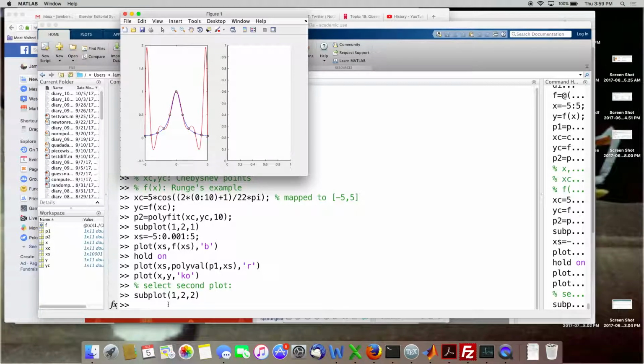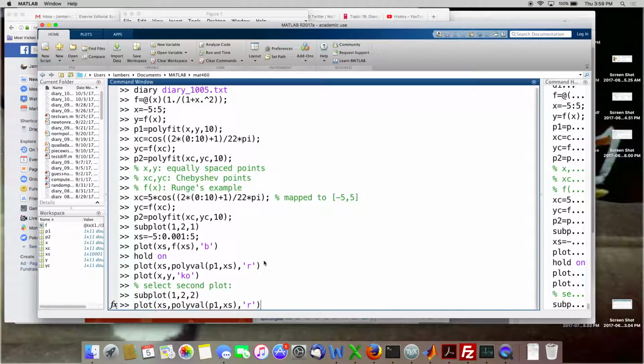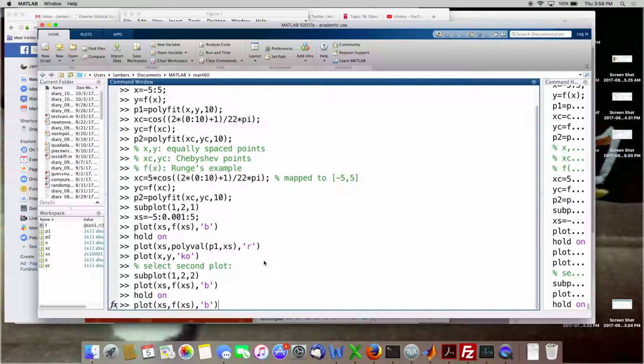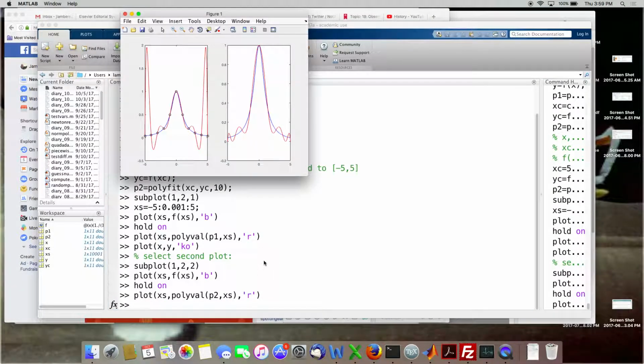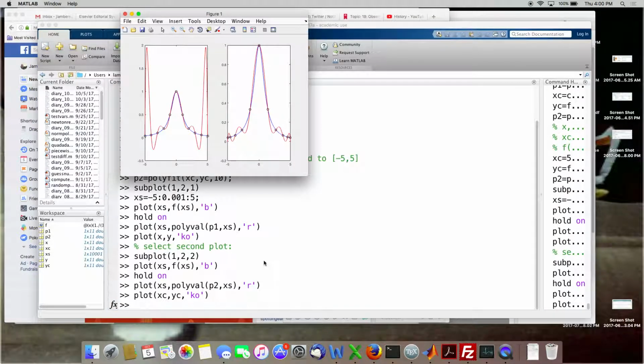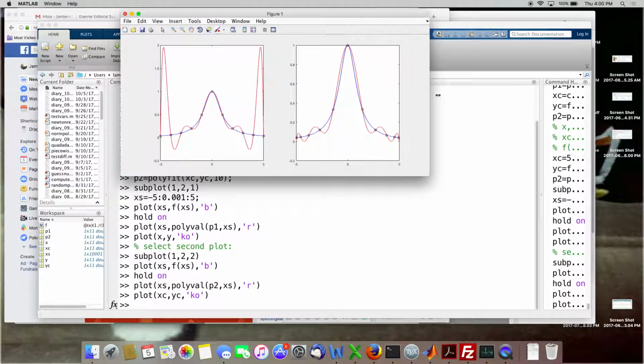So now I'll do a similar thing. I can just cycle back through my commands. So I want to plot f in blue. Hold on. And then I want to plot P2. That's with Chebyshev points. And we see that it's a much better fit, but still not great away from x equals 0. And then finally, plotting the interpolation points, xc, yc in black circles. Okay, and I'm going to make this a little bigger so you can stretch that out.